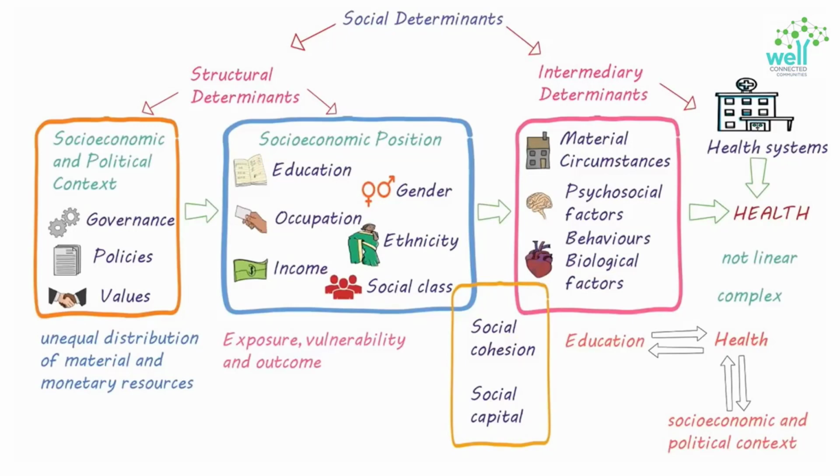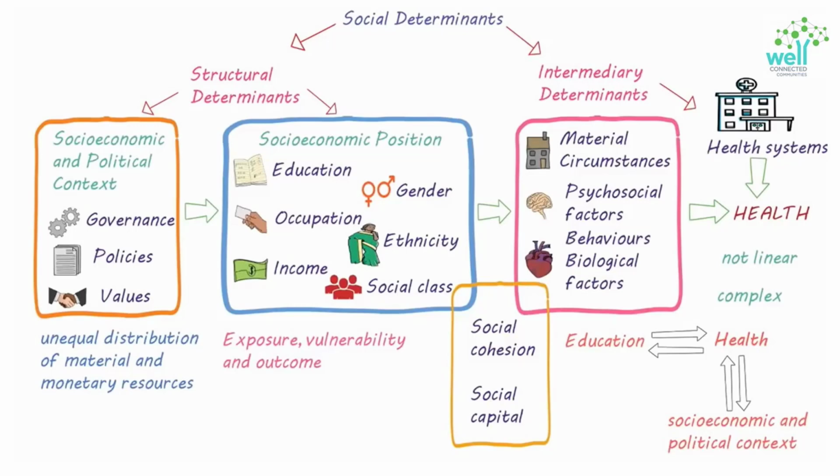To review, both structural and intermediary determinants impact health. Structural determinants include socioeconomic and political context, which influences an individual or group's socioeconomic position. Socioeconomic status is influenced by a person's education level and occupation, their income, gender, ethnicity, and social class.